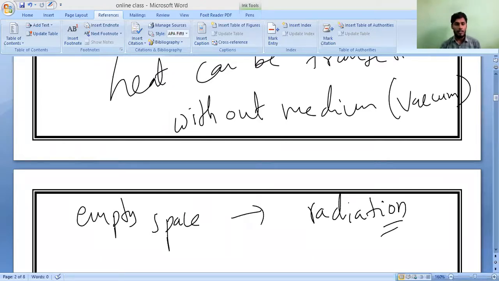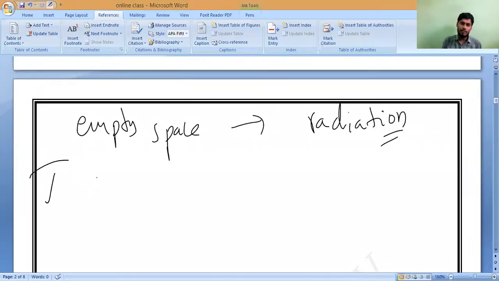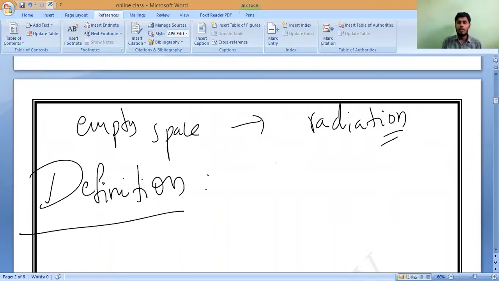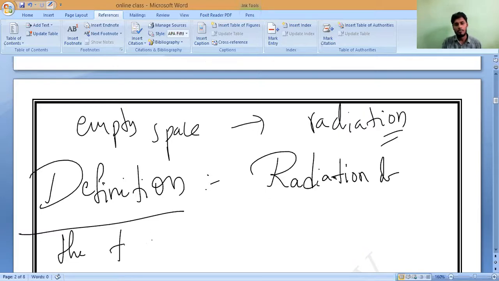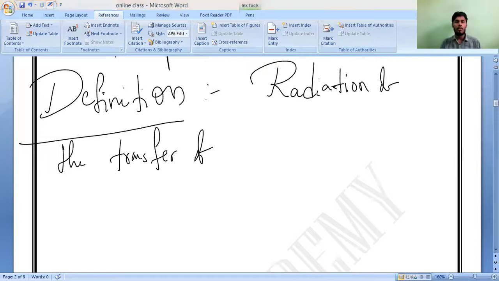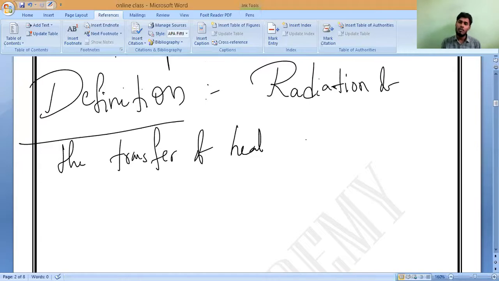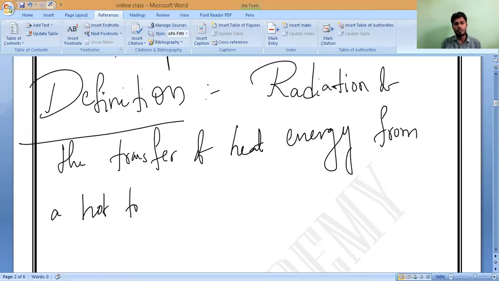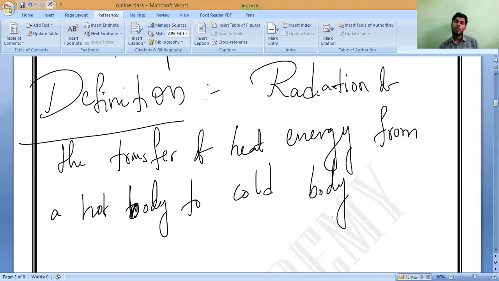Please, all of you write this for the exam. Write the definition. Radiation is the transfer of heat energy from a hot body to a cold body by means of heat rays. Sir, wait a minute, sir. I will write. Kaushik, are you writing? Radiation is the transfer of heat energy from a hot body to a cold body by means of heat rays.